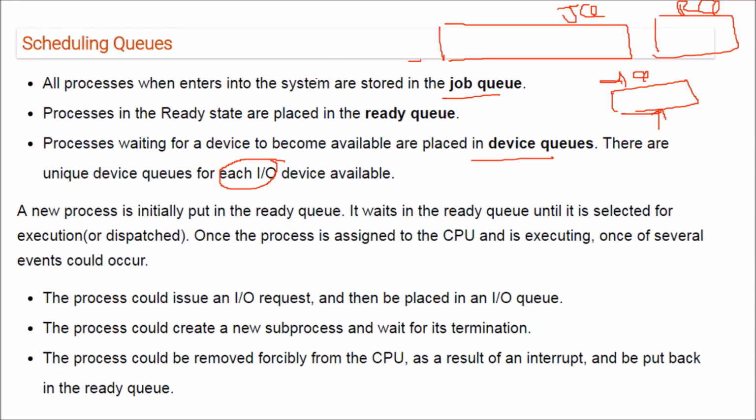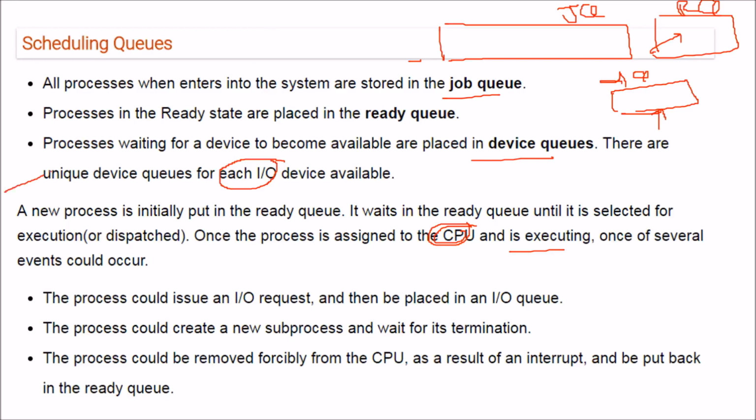Where is a new process initially put? In the ready queue. It waits in the ready queue until it is selected for execution, or you can also call it dispatched. Once the process is assigned the CPU and it is executing, there are certain events that may occur.